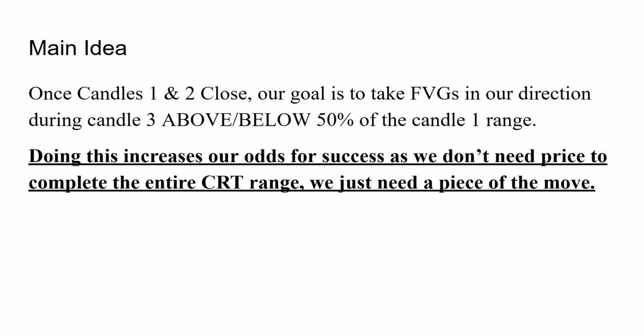But the trick is we take them above or below 50% of candle 1's range. And you can do that just using a simple fib. Doing this increases our odds for success because we don't need price to complete the entire candle range theory. We just need a piece of candle 3.